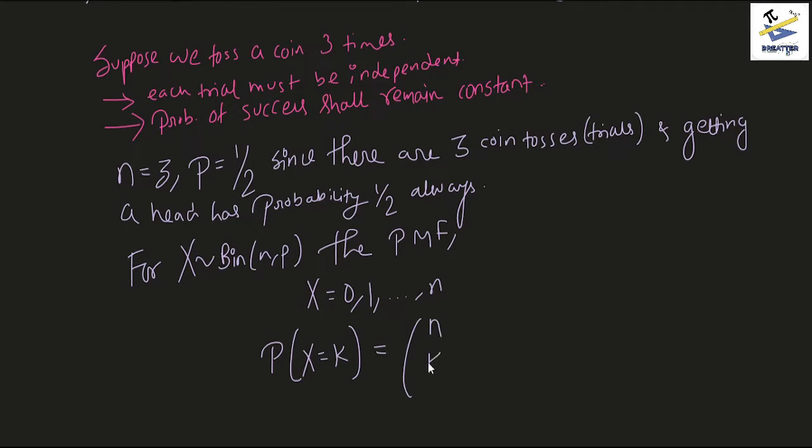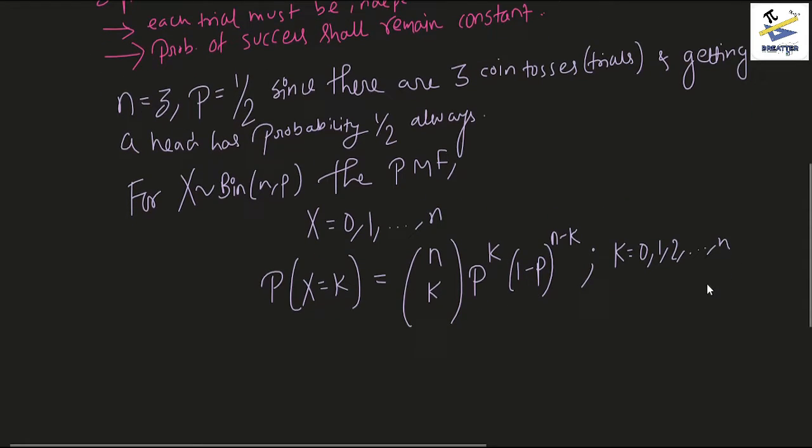as nCk, where nCk is the binomial coefficient, p to the power k into (1 minus p) whole to the power n minus k, and this goes on for all k equals 0, 1, 2, and so on up to n, right? So this is our probability distribution for a binomial distribution. This is what we call the PMF. Okay, now we need to check if it's a probability distribution.